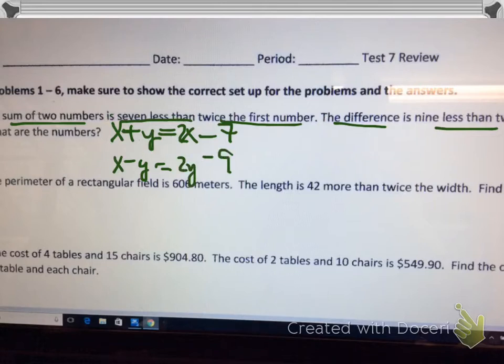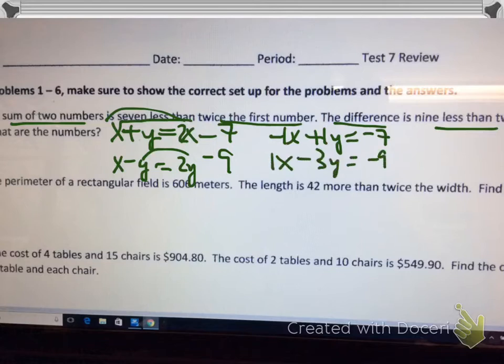Now both of those need to move to the other side, the 2x and the 2y, before I can do this with the row echelon form. And if I do that, I would have 1 minus 2x and negative 1 minus 2y, which would give me negative 1x plus 1y equals negative 7, and 1x minus 3y equals negative 9, which should give me a final answer of 15 and 8.